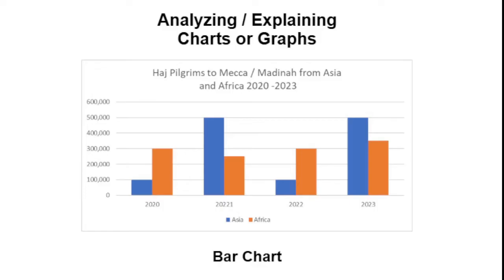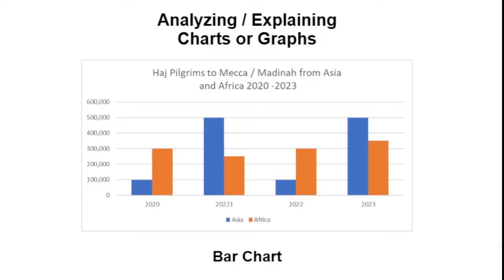The first most common type of chart is called the bar chart. Why do you think it's called a bar chart? It's true. These colored lines look like bars of chocolate, bars of gold even, and of course they are vertical bars. And here on the left we see numbers, and here along the bottom we see dates. And these two colors represent two countries. They represent the people from Asia in blue and people from Africa in orange, people who come for Hajj to Saudi Arabia during the years 2020, 21, 22 and 23.